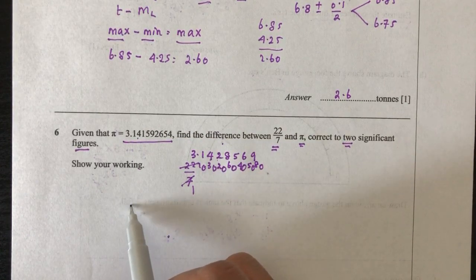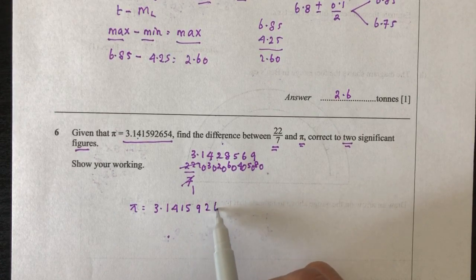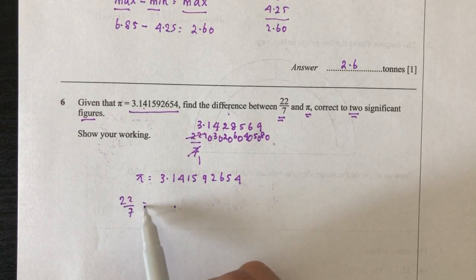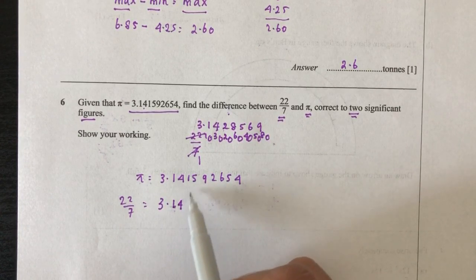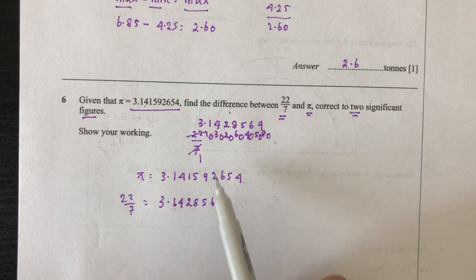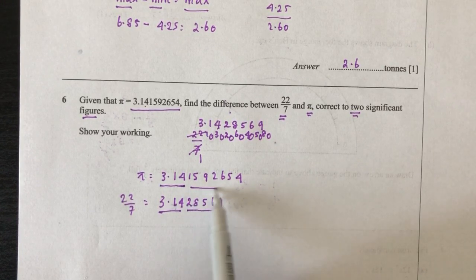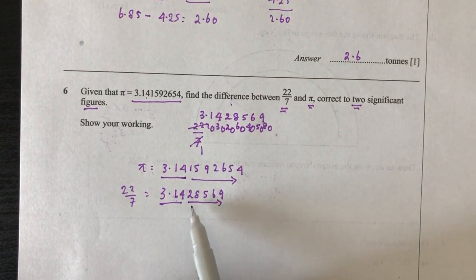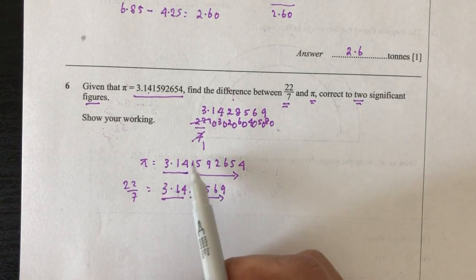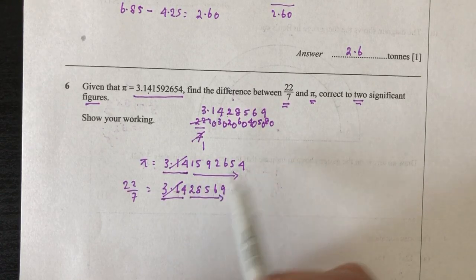So let's write this down. Pi is equal to 3.141592654, right? So now this one is equal to 3.1428569. As you can see, these three are the same, but after that, this and this are different. So we have to find the difference correct to 2 significant figures. So let's write this remaining number down, because this 2 will be cancelled out anyway. So let's round this correct to 2 significant figures.